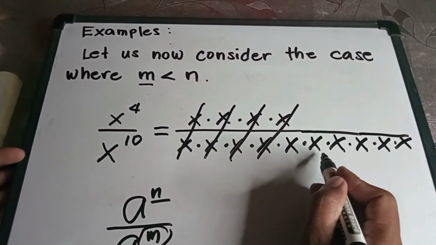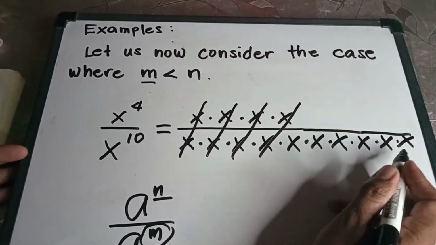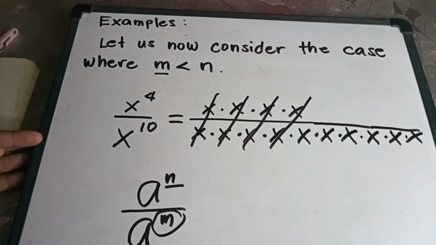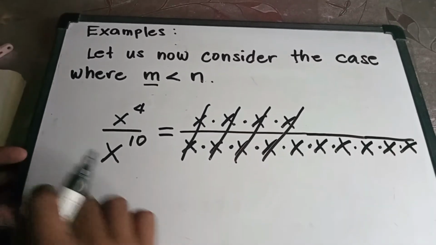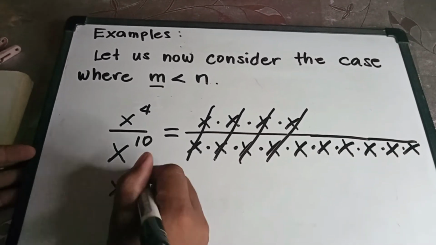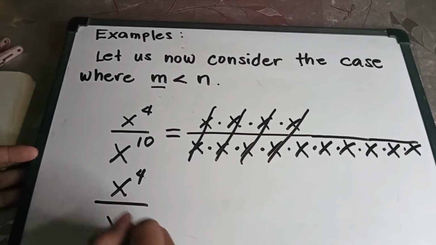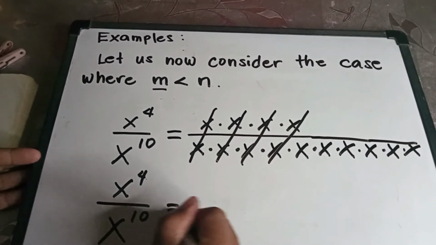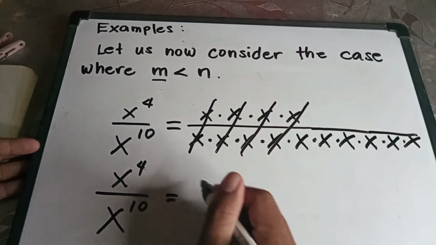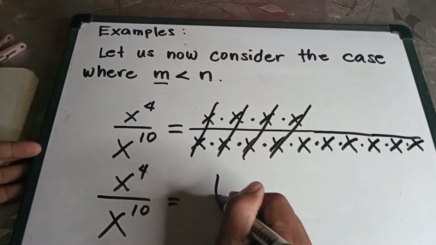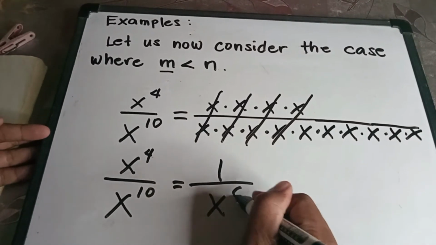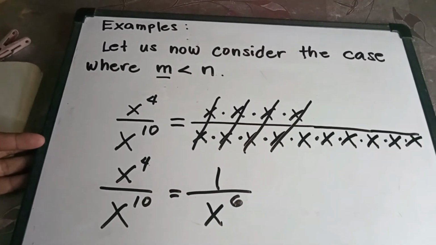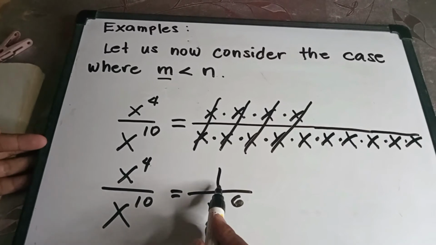So, we have 1, 2, 3, 4, 5, 6. So, ibig sabihin, yung x raised to 4 over x raised to 10 is equal to 1 over x raised to 6. So, bakit nagkaroon ng 1?